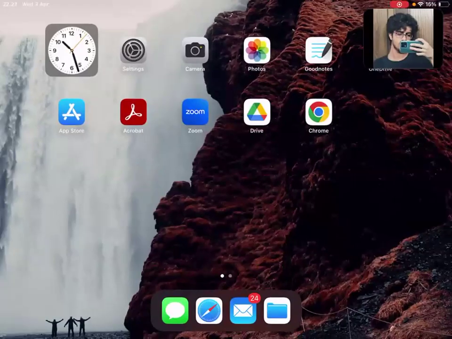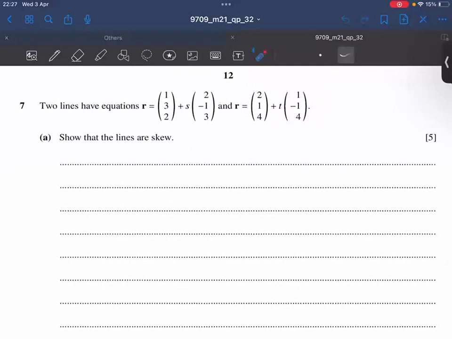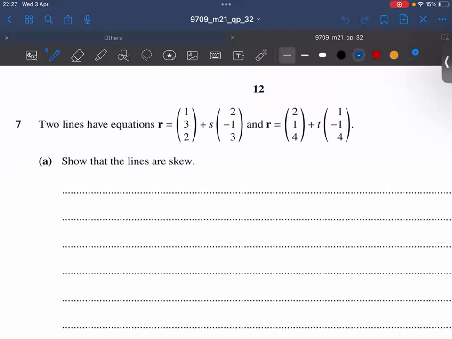All right, and now we have this last question left, which is question 7. Let's solve for this, and it says that you have to show that the lines are skewed. All right, and now first of all, if you look at this, this is what we call a direction vector. This is what we call a direction vector. This is what we call a direction vector.